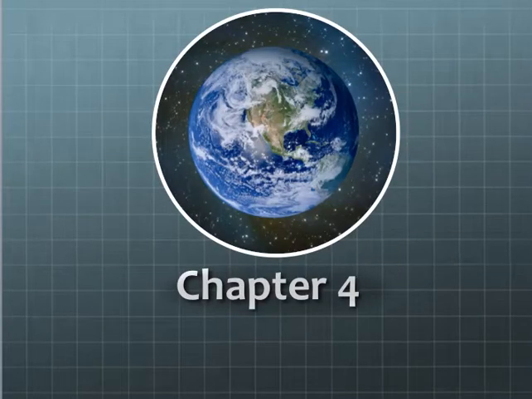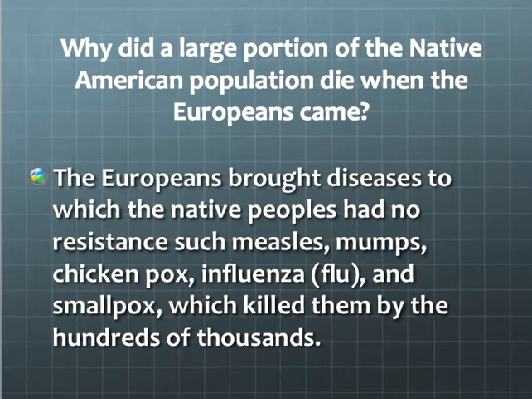All right, chapter 4. So chapter 4 is going to be on what happens once the Europeans get to the Americas. So obviously the death of Native Americans, the increase of African slavery, and the Columbian Exchange, which is a little bit less depressing. All right, why did a large portion of the Native American population die when the Europeans came? The Europeans brought diseases to which the native peoples had no resistance, such as measles, mumps, chickenpox, influenza, and smallpox, which killed them by the hundreds of thousands. Okay, obviously there was also a ton of violence as well, but the diseases are going to be the main factor.